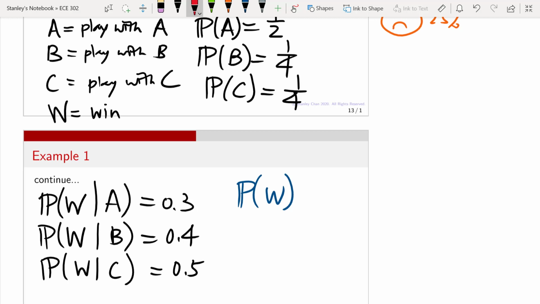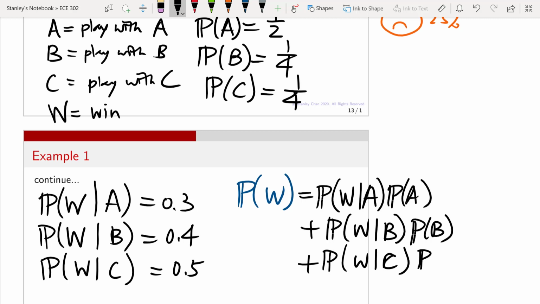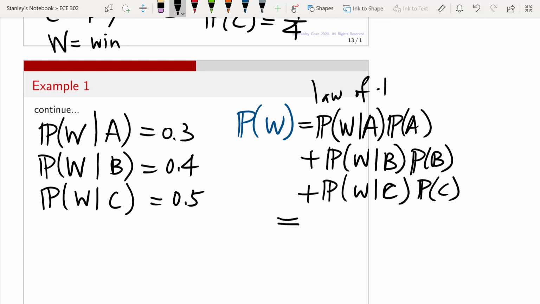So according to the Bayes theorem and also the law of total probability, we know that this unconditioned probability can be written as the probability of W given A times the probability of A, plus the probability of W given B times P of B, plus the probability of W given C times the probability of C. Okay, so this is just the law of total probability.